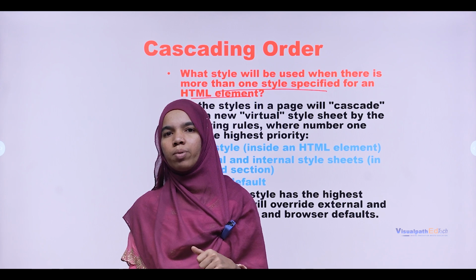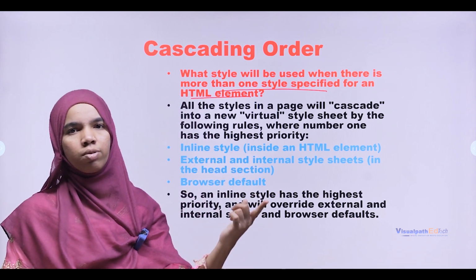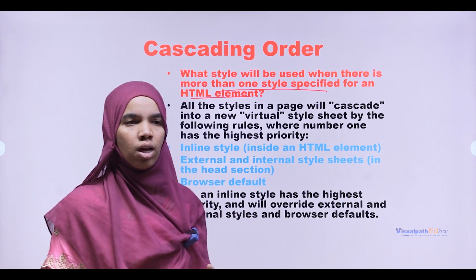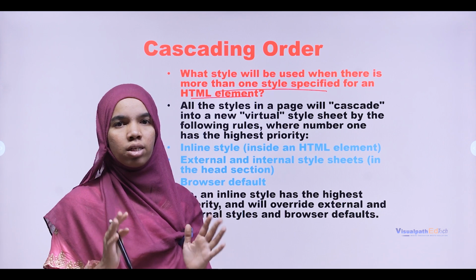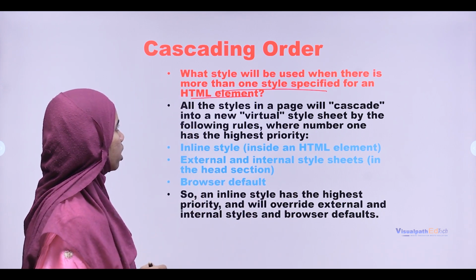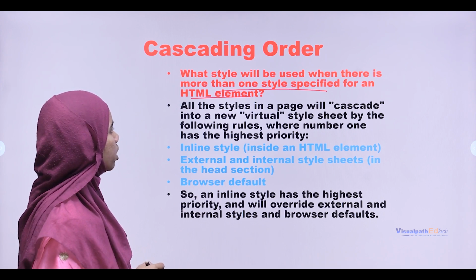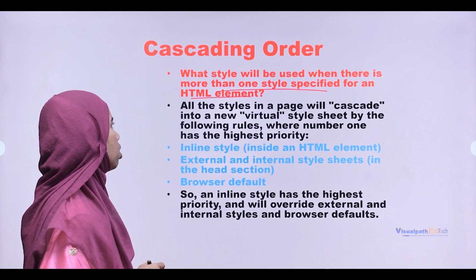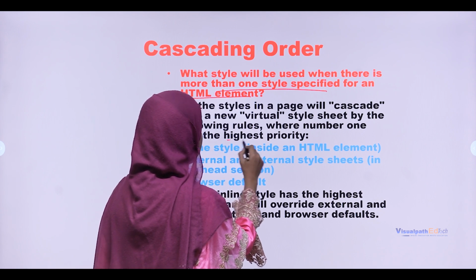In the second example, when I gave the features of the internal styles first, followed by the external, then it is currently making use of the external. It is in the active state. So that is nothing but the cascading order. All the styles in the web page will cascade into a new virtual style sheet by following these rules. So we need to have these rules and their priorities.